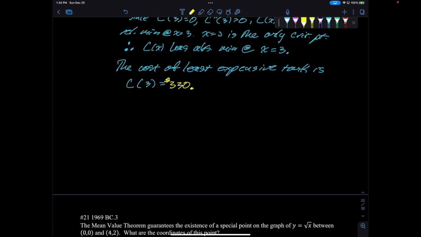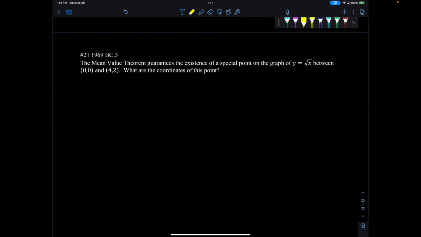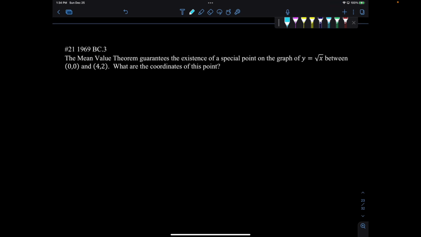Okay, now we are moving on to number 21. All right, back to 1969, BC3. The mean value theorem guarantees this was a multiple choice question, I think, and I just got rid of the multiple choice options, so it's not actually multiple choice, not actually free response. Unlike all the others, I think the next 3 are going to be from super old multiple choice.